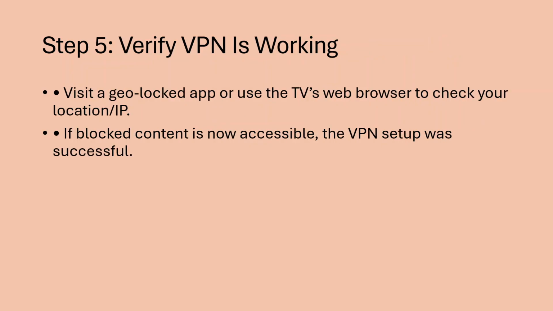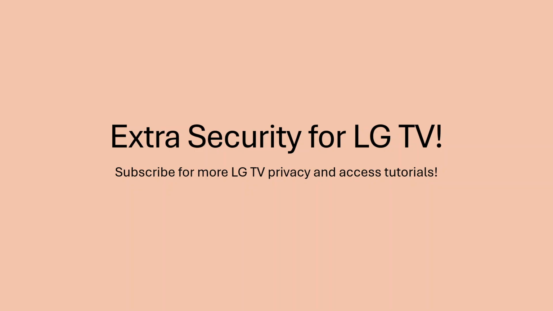Step 5. Verify your VPN is working. Visit a geo-blocked app or use the TV web browser to check your location/IP. If blocked content is now accessible, the VPN setup was successful. And that's how you use a VPN on your LG TV.